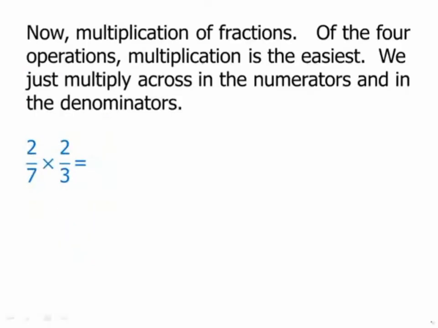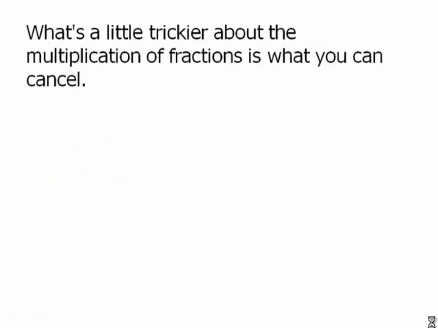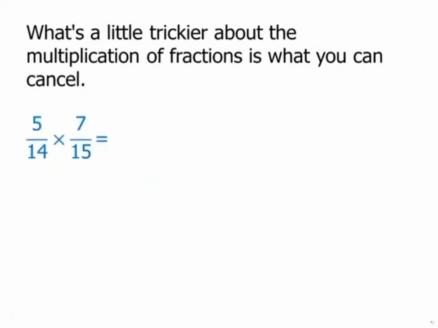Now, multiplication of fractions. Of the four operations, multiplication is the easiest. It is by far the easiest. We just multiply across in the numerator and the denominator. Piece of cake. 2/7 times 2/3, that's just 2 times 2 in the numerator, 7 times 3 in the denominator, 4/21. Very easy.